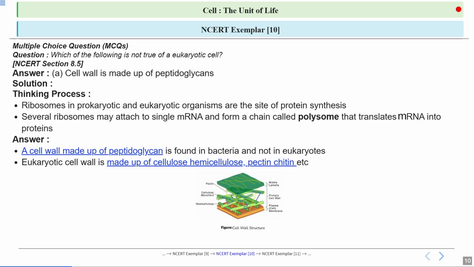But where do we see the peptidoglycan? Peptidoglycan we see only in the prokaryote. So here you can see the cell wall structure, this is the structure of the eukaryotic cell wall.